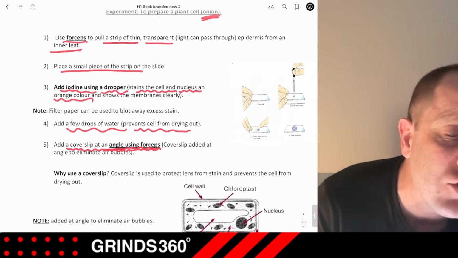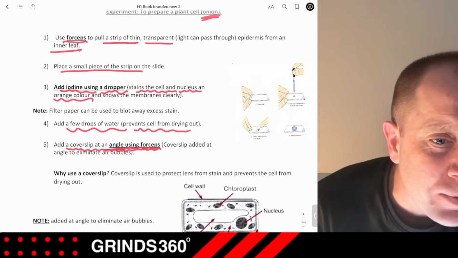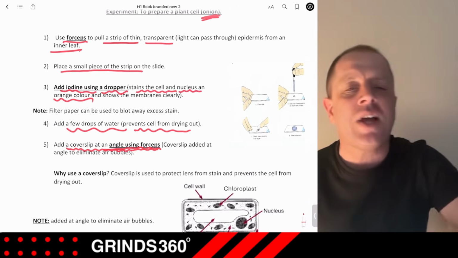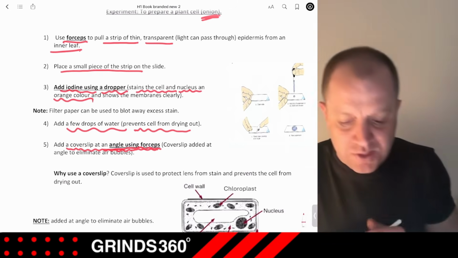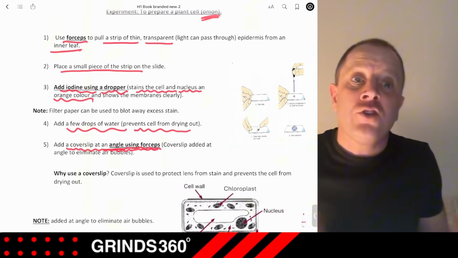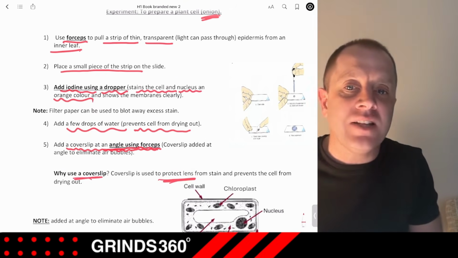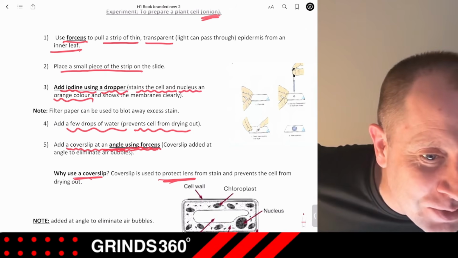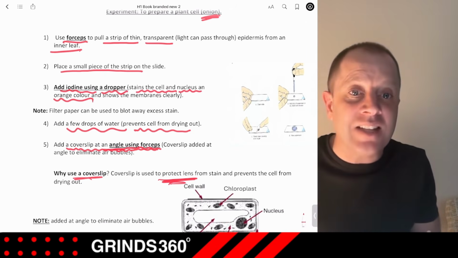So why do we add a cover slip? Now, why do we add a cover slip? So what are we saying there? So brilliant, because I thought I was going to try to catch us out there. I thought some people were going to say to prevent air bubbles. No, we add a cover slip to protect the lens. Someone said it there, to prevent air bubbles. Okay? No, you add a cover slip to protect the lens of the microscope.